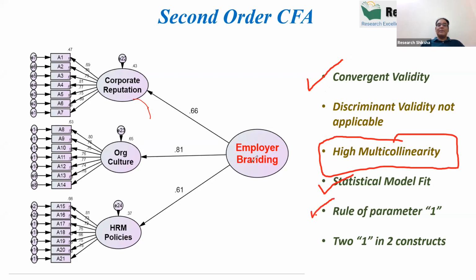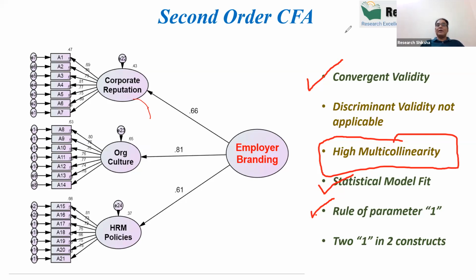The rule of parameter one means when you are joining the three zero order constructs to the first order construct, there must be at least one parameter fixed to one in one of the items. One of the constructs, you must have the parameter of one, right? So this is called the rule of parameter one. And in case you are having only two constructs in a second order construct, both the parameters should have one. So these are the rules of handling second order constructs.